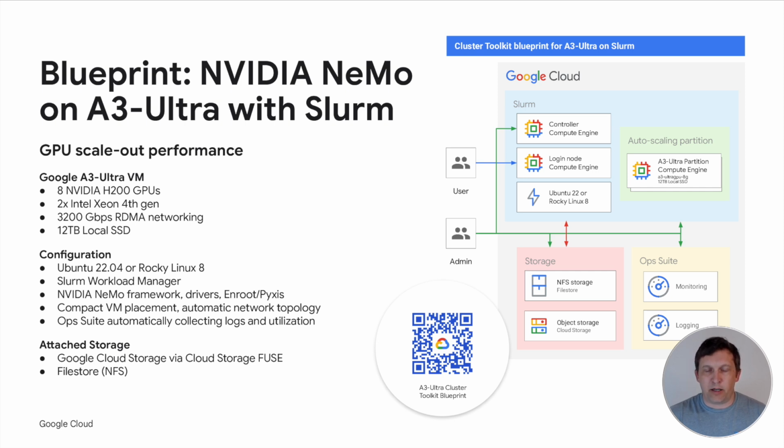VMs here are compactly placed using the extended reservations from the Hypercompute Cluster capabilities that Wyatt talked about. And Slurm has been integrated to automatically schedule jobs topologically. That keeps them compact and minimizes communication time between nodes. Cloud Storage FUSE here is optimized to use local SSD, and Filestore here is used for a home file system that exposes NFS.